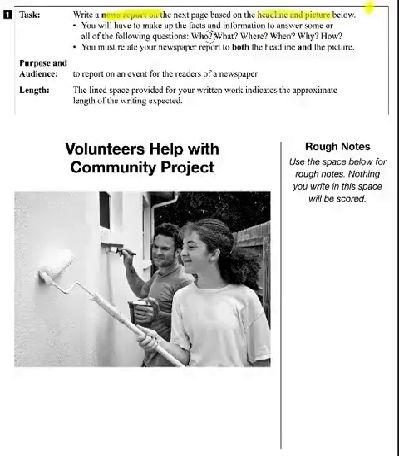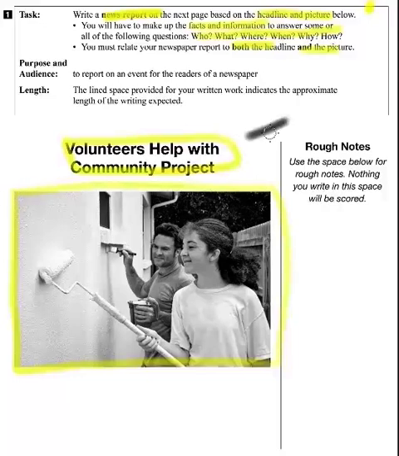Start by reading the question carefully. Underline all the key information. So we're writing a news report. It's based on a headline and picture below. Circle the headline, circle the picture. We have to make up the facts and answer the questions who, what, where, when, why, and how. Again, it has to be based on the headline and the picture.